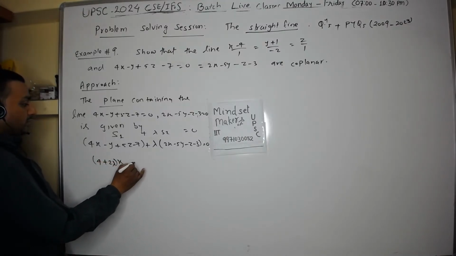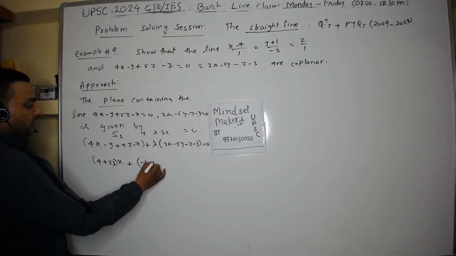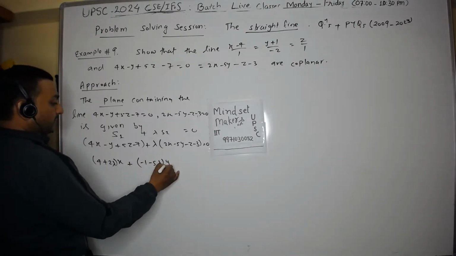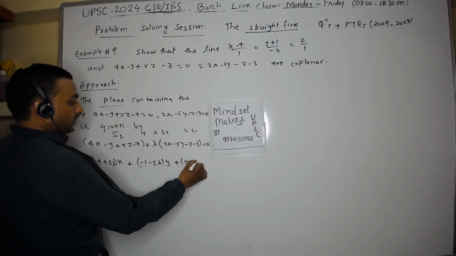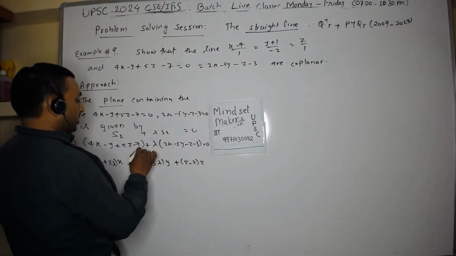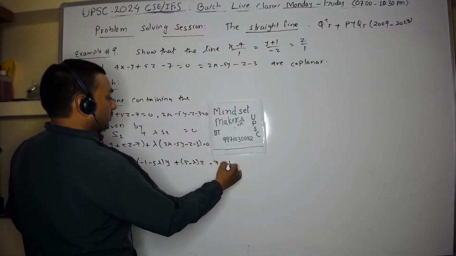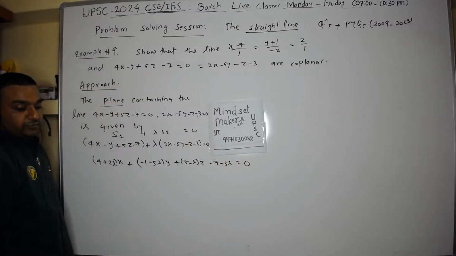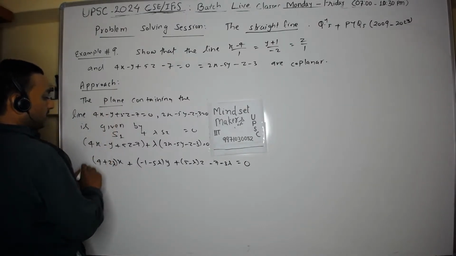ओके डियर, सो अभी अपने को क्या मिल जाएगा, (4 plus 2 lambda) into x plus (minus 1 minus 5 lambda) into y plus (5 minus lambda) into z minus (7 plus 3 lambda) equals 0. अभी याद आया सबको, अभी याद आ रहा है.